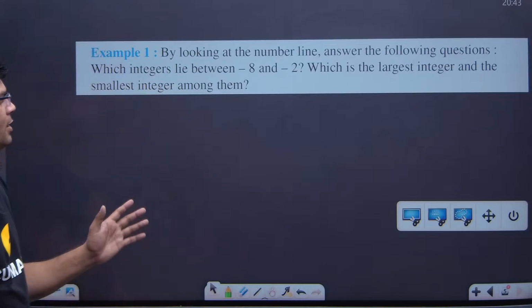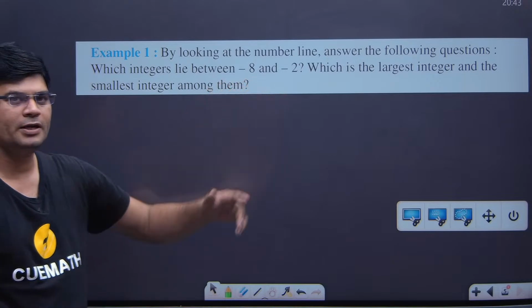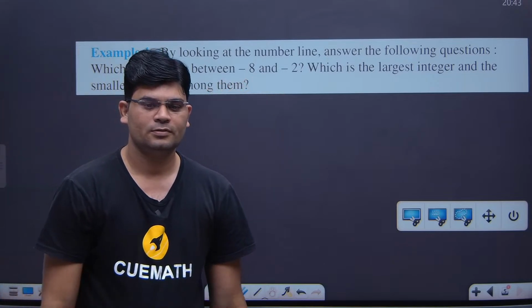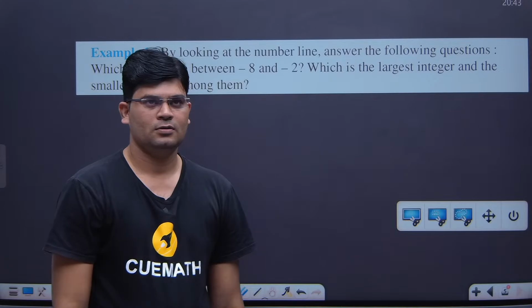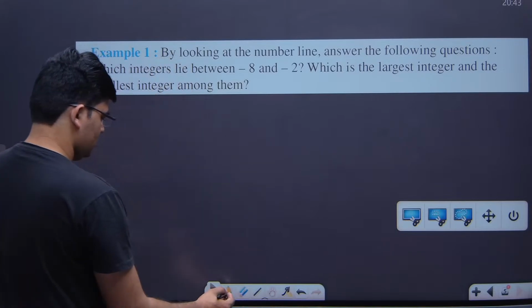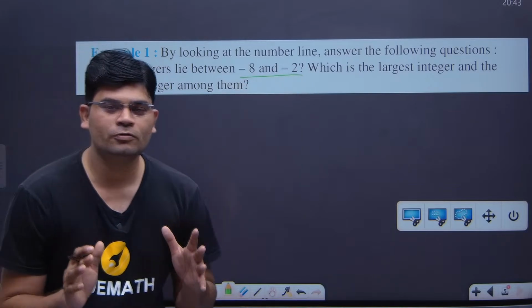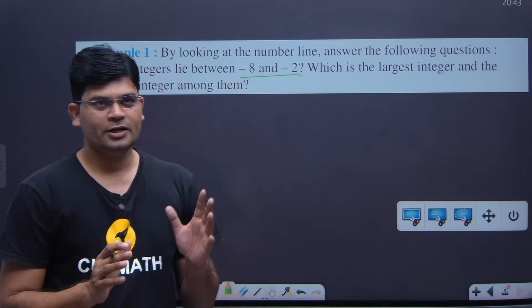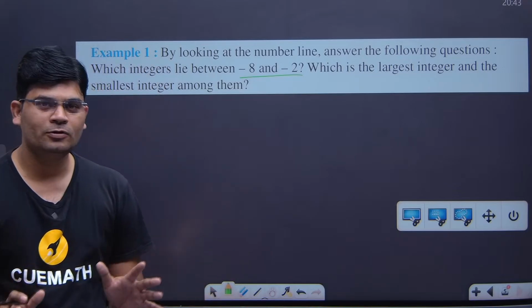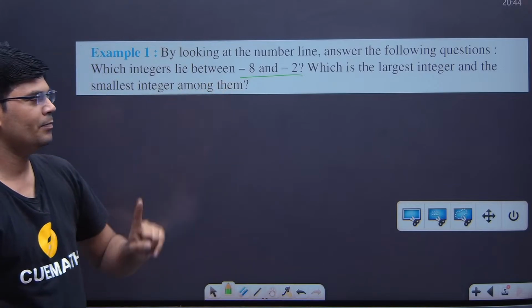By looking at the number line, answer the following questions. Which integers lie between -8 and -2? Tell me quickly. So the total numbers here are largest and smallest. Okay, this is the question for you. First, I want you to read the question by yourself, understand it and tell me the answer. If you are not able to understand, then I will make you understand. I think you don't need any help from me.